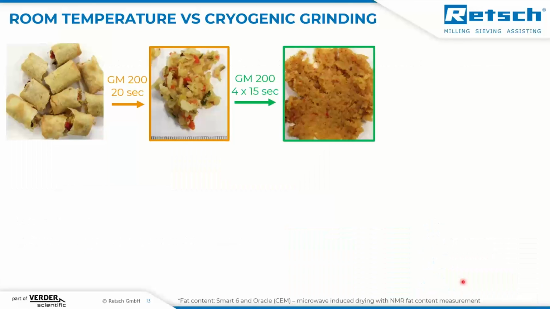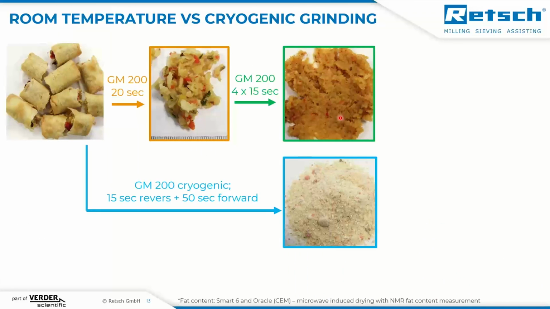And we can also here see what happens when we compare just the fat results for the spring rolls. We did it in the same way you already know, coarse and fine fraction at room temperature, or we can just grind it up cryogenically in the GM200. Here we also need 2 grinding steps, which can be just done one after each other.